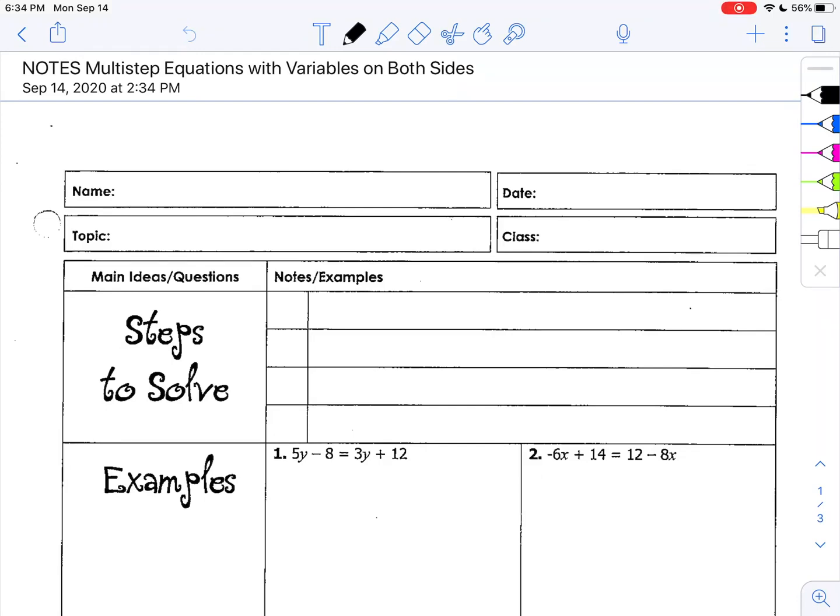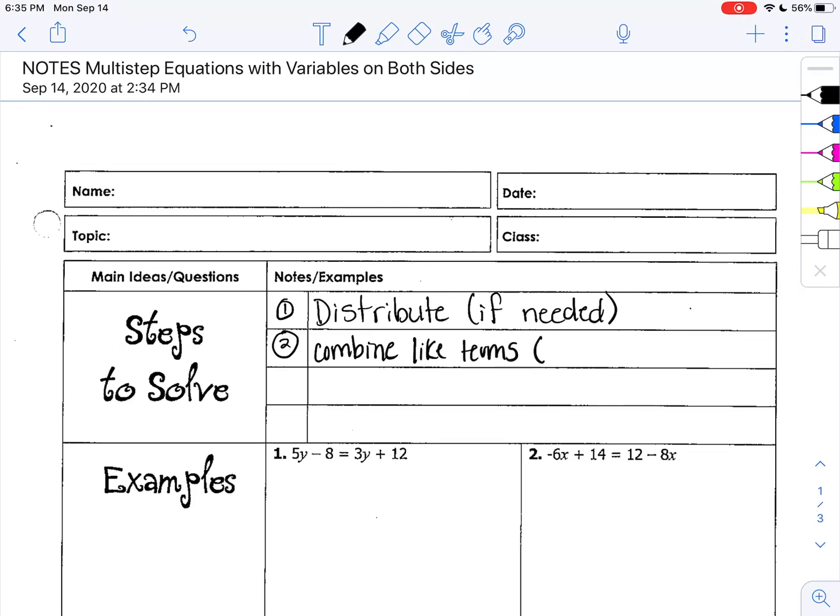In this lesson, we are going to be talking about solving equations. These equations have variables on both sides of the equation, so we want to solve these slightly differently than other equations. First, we want to start out by simplifying the equation by doing the distributive property if needed. Then we are going to continue simplifying the equation by combining like terms, if needed.